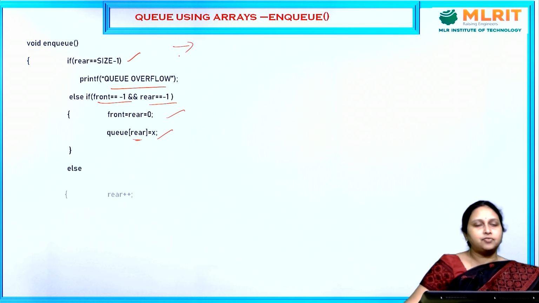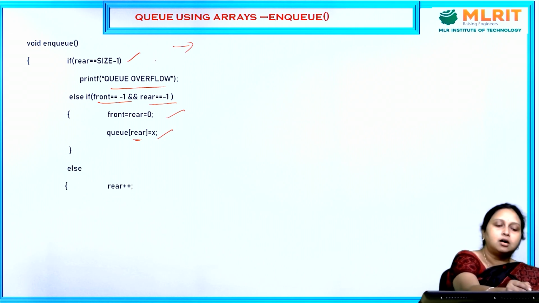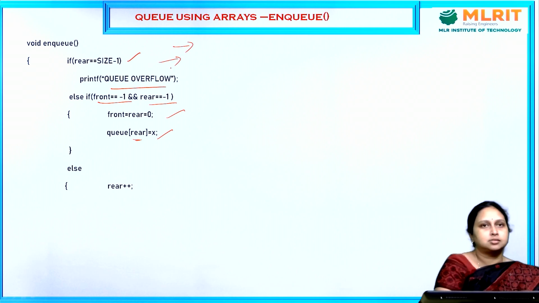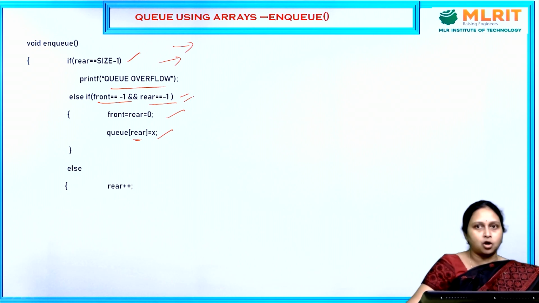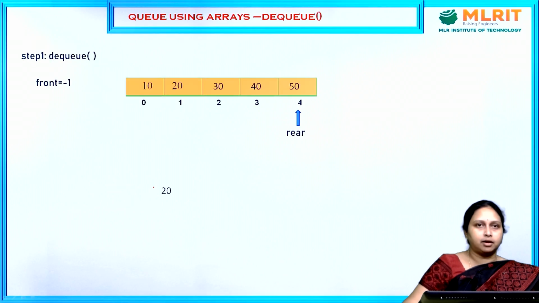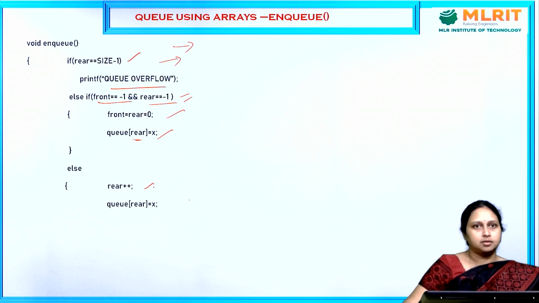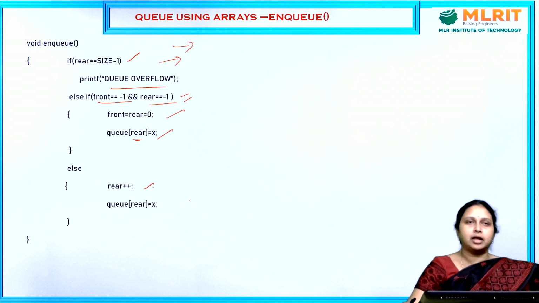Else, if rear is not equal to size - 1, so it is not an overflow condition, and front and rear are not pointing to -1, in that case you directly increment the rear value and insert the element at the rear position. This way we can write the subfunction for the enqueue function.